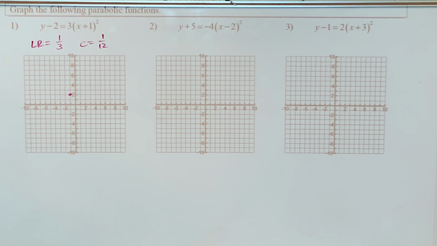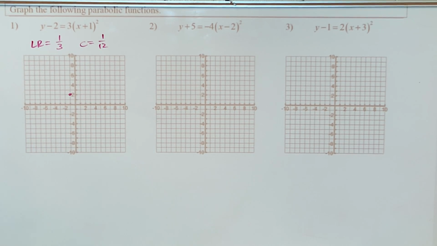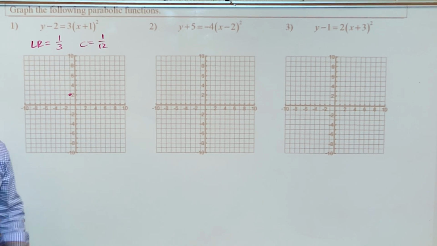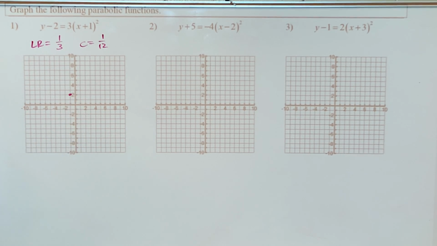Which way am I going? Up? Okay, here's what I would do then. I'm going to go up 1/12. All right, here we go. Now I'm going to sketch my lattice rectum, which is a total of 1/3. So that's 1/6 each way. Here we go. Okay, sketch your parabola. So you don't know jack. And that's what it's going to be like when your A value is not a small fraction and you get a bigger lattice rectum.